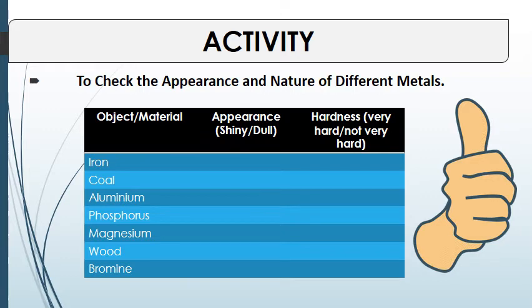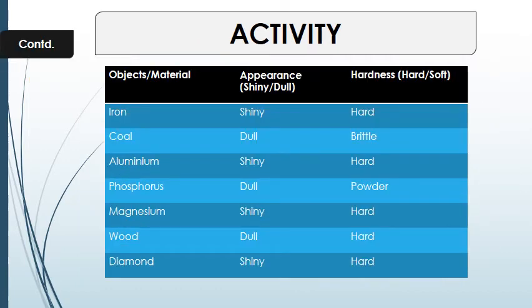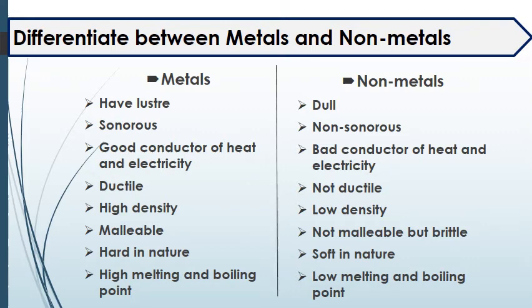Here we have an activity. You can see we have some materials. You have to tell about their appearance, meaning which object or material is shiny or dull, or which one is hard or not very hard. Here you can see I have solved this activity and mentioned which one is shiny, which one is dull, which one is hard, which one is in brittle form, and which one is in powder form.